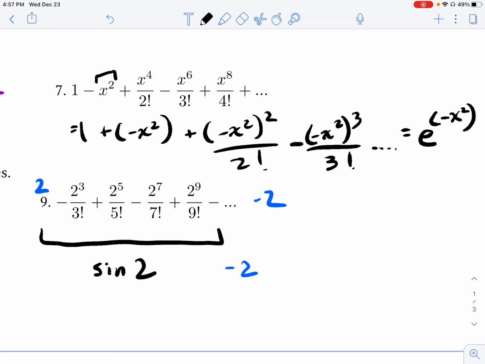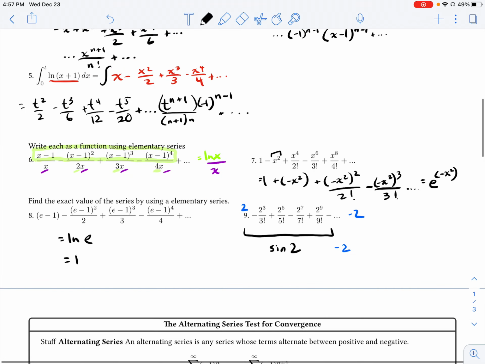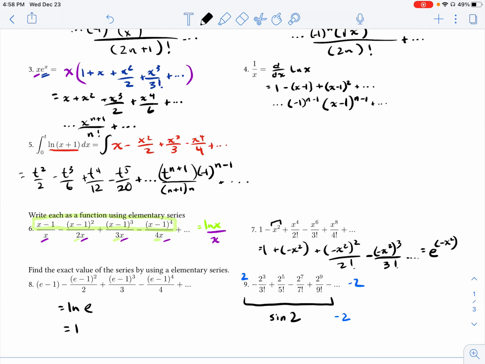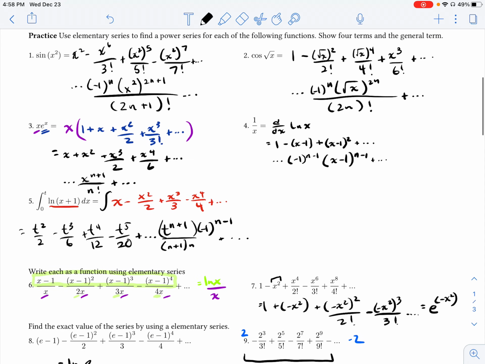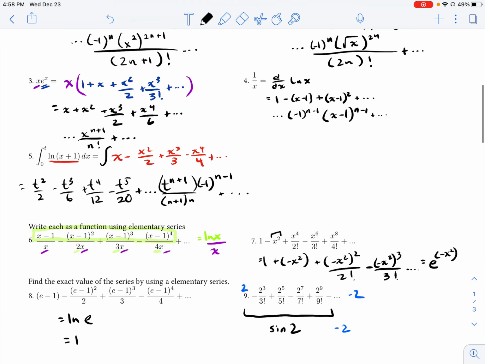So hopefully you can see now how we can leverage the elementary series to help us write series for more difficult or complicated transcendental functions, and then also do things like actually find the exact value of specific series or functions using what we know about the elementary series.